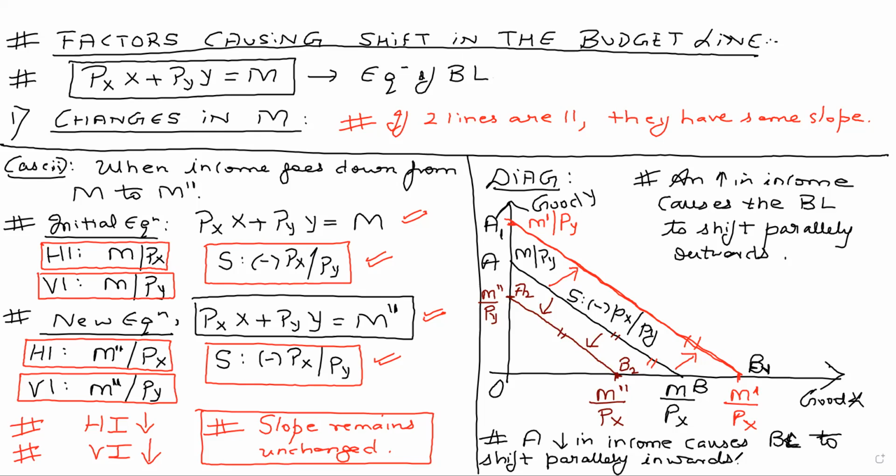So I hope students have understood the budget line shifts when income changes. Okay. Let's now work out the second case. What happens when price of one of the commodities changes?